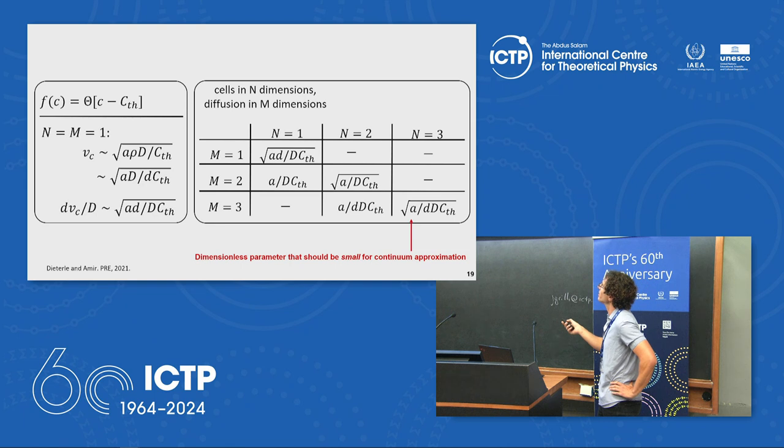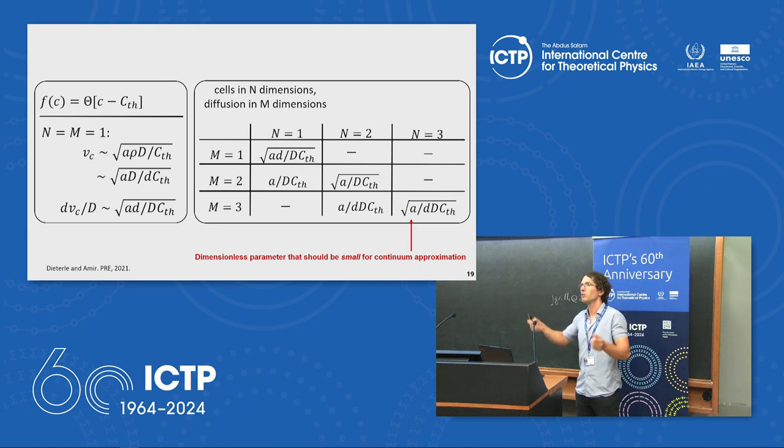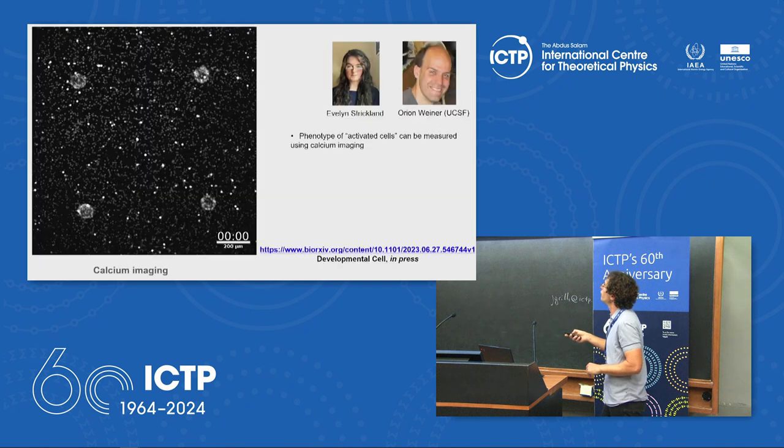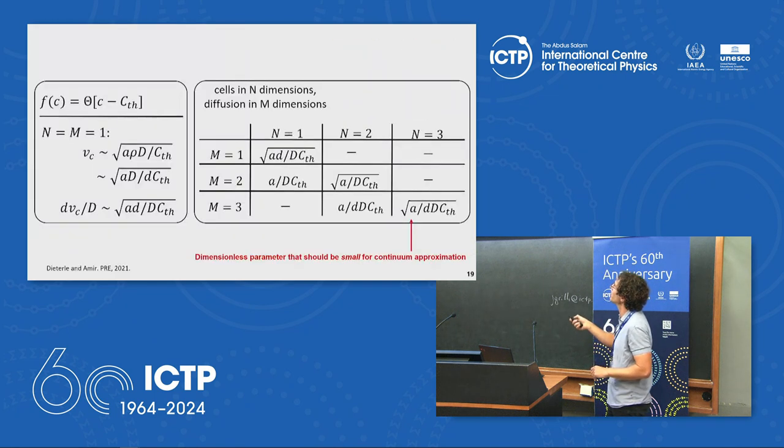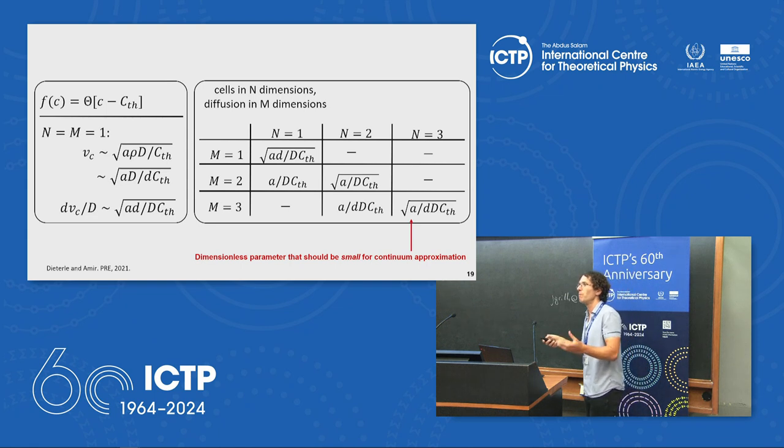But when we do the same in three dimensions, we get the opposite. This is the parameter that should be small for the continuum approximation to hold, and it gets better as cells get further and further apart. So for a 3D system, the more dilute the system is, the better the continuum approximation is. If we look at the case of the experiments, they're again 2D embedded in 3D, and the relevant dimensionless parameter is indeed small, meaning everything I said so far and the use of the continuum approximation is justified for the experiments.